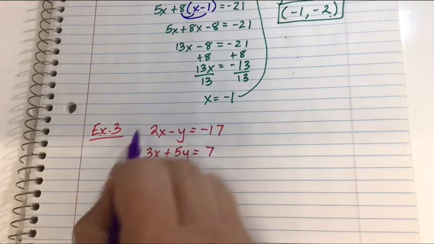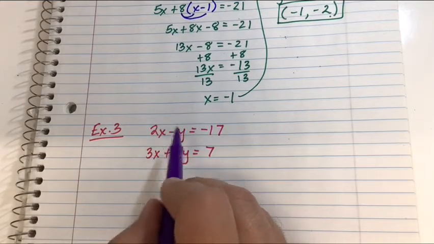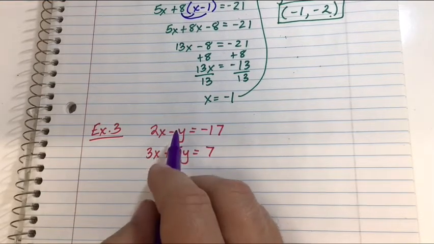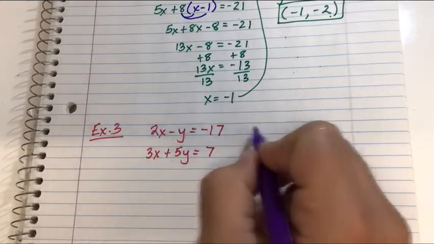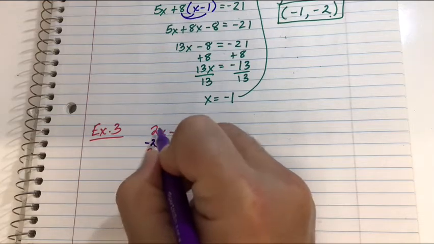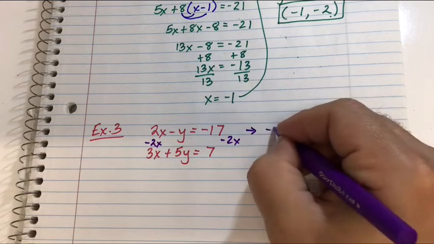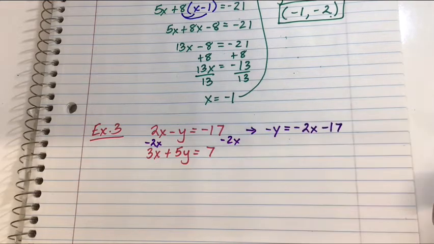So in order to solve by substitution here, I have to get one variable all by itself, and the easiest variable to get by itself is the y value. So the first thing we're going to do here is move the x. We practiced doing this in the last lesson. I want it in slope-intercept form, just like last lesson. So I'm going to subtract 2x from both sides of this top equation, changing my top equation now to negative y equals negative 2x minus 17.